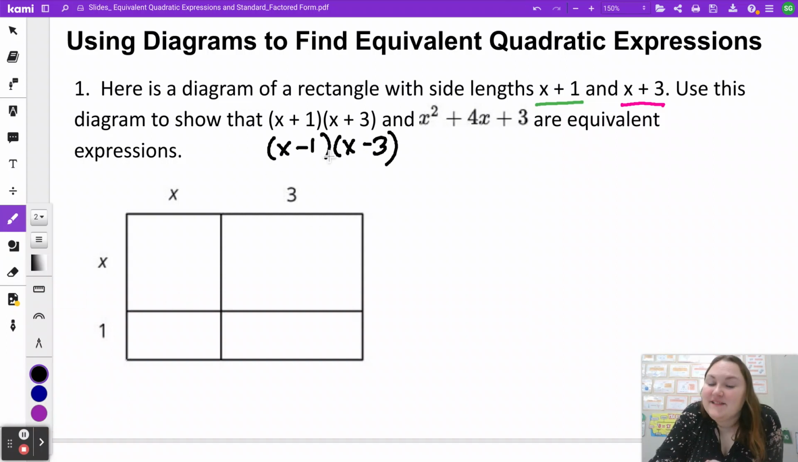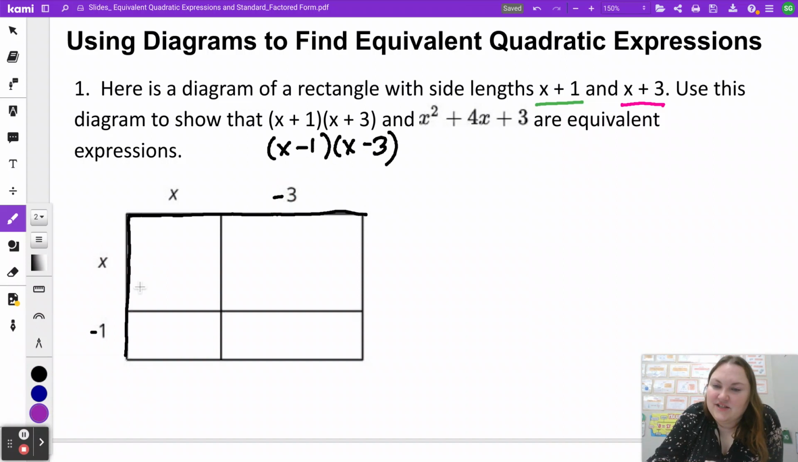For x minus 1, x minus 3, the diagram would look similar in that I've got two terms, x minus 1, so I need two parts to this side, and x minus 3, I need two parts to this side. But the difference is, to show we're doing x minus 1 and x minus 3, I would need a negative sign here and a negative sign here.